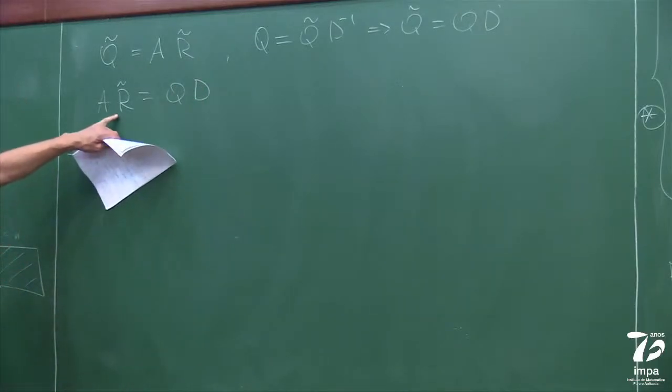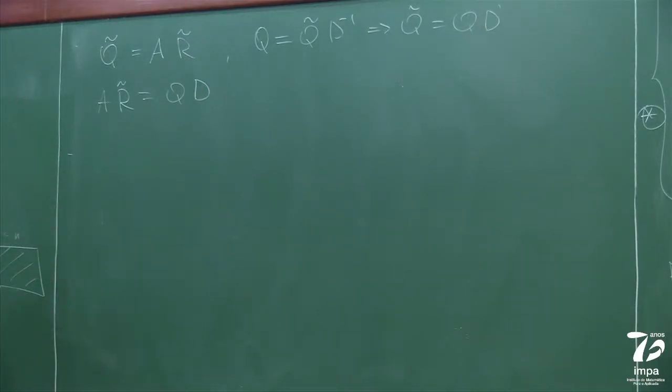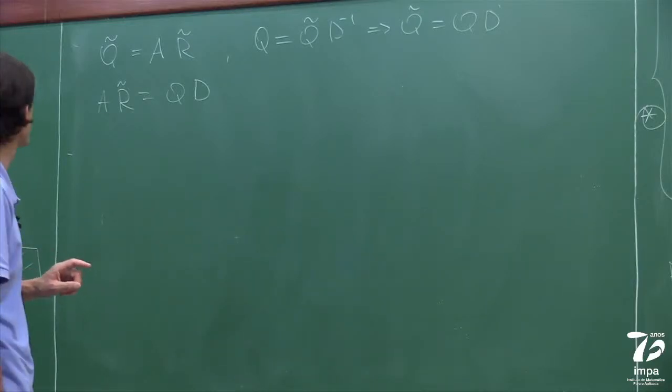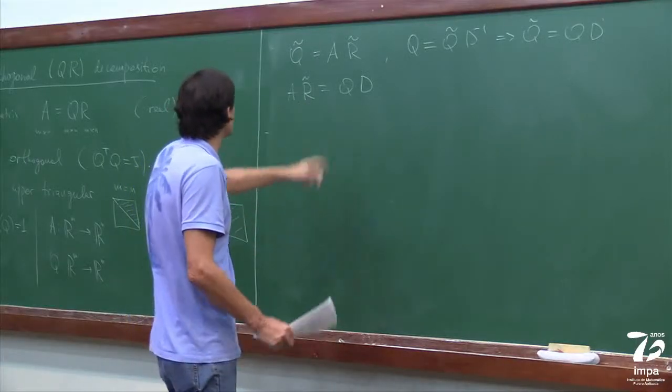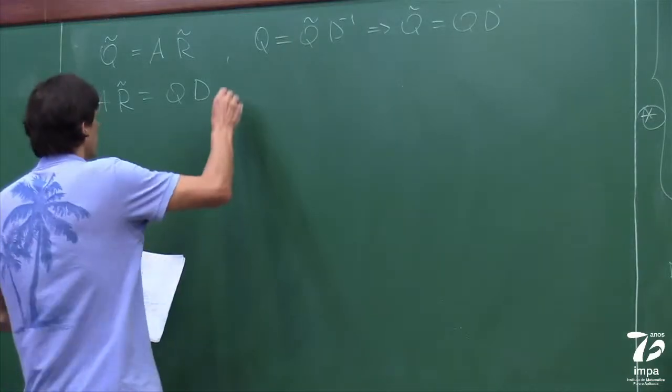And now we consider, remember what I wrote, that we consider a non-singular matrix A, which means that R should be non-singular, so we can invert it as well.